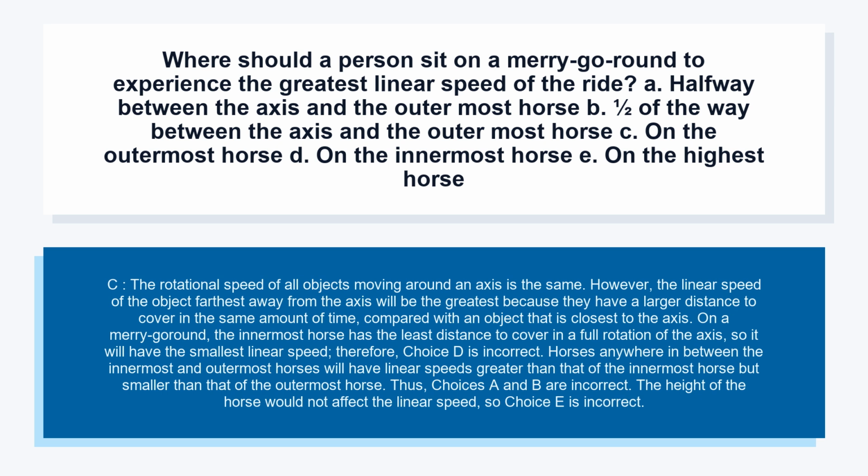Horses anywhere in between the innermost and outermost horses will have linear speeds greater than that of the innermost horse but smaller than that of the outermost horse. Thus, choices A and B are incorrect. The height of the horse would not affect the linear speed, so choice E is incorrect.